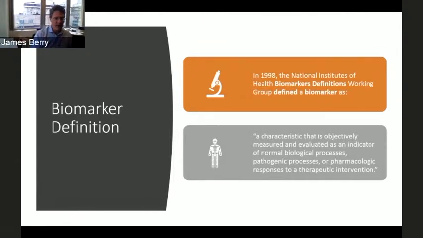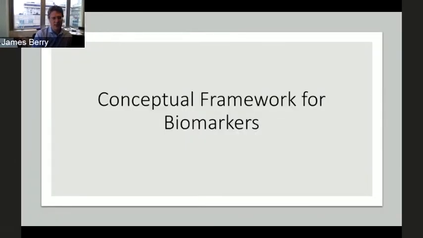So I think this definition still strikes a very important note, which is a characteristic that is objectively measured and evaluated as an indicator of normal biological processes, pathogenic processes, or pharmacologic responses to a therapeutic intervention. It's a broad definition, but it does frame what a biomarker is. It also underscores why we need to be more specific about this as well.